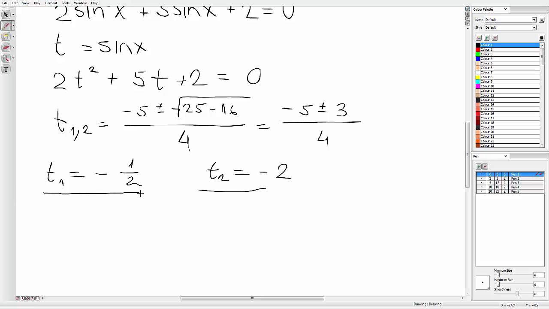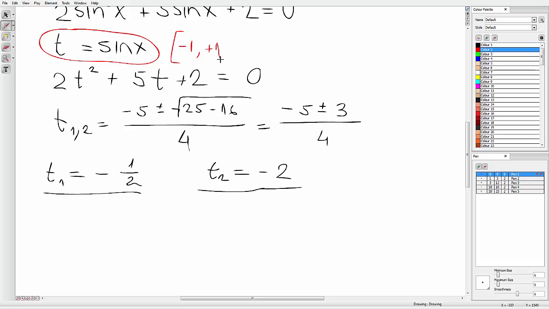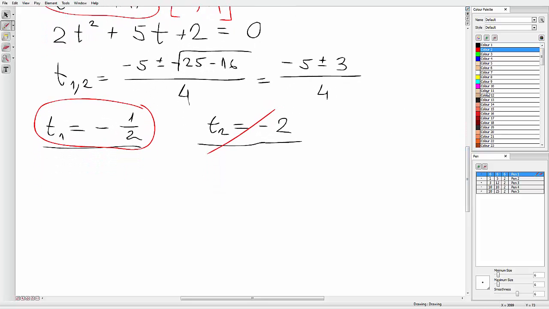Okay, great, we have 2 solutions for t. And actually, let me take a look at this. Well, t is equal to sine x, and sine x must be in this interval right here, from minus 1 to plus 1. And minus 2 is not in that interval, so we just cross that one out and focus on this guy right here. So that is our only solution for t. And let's write it down. So sine x is equal to minus 1/2.